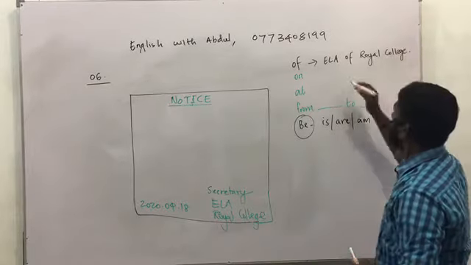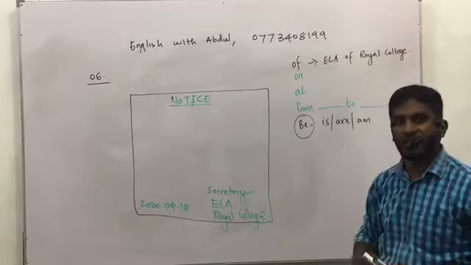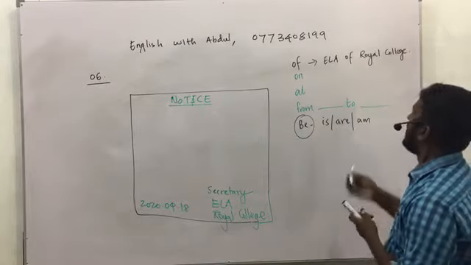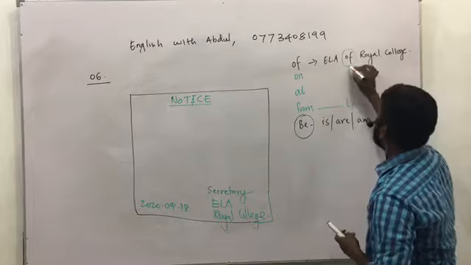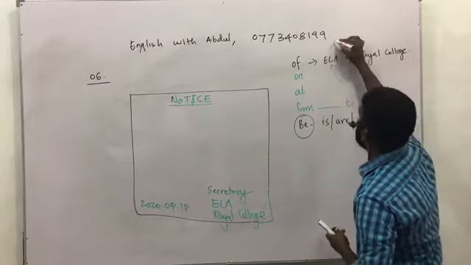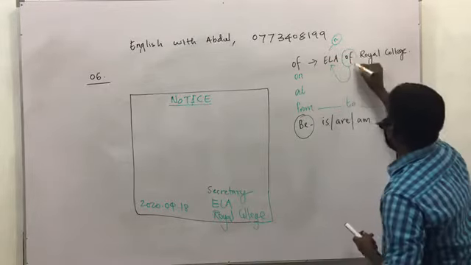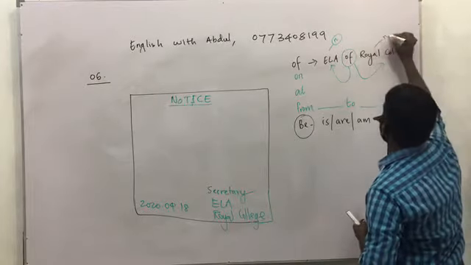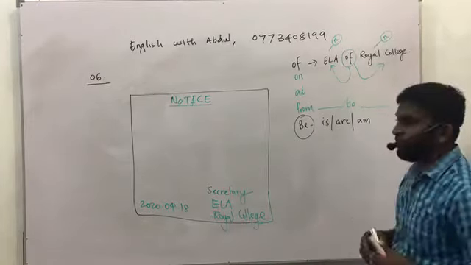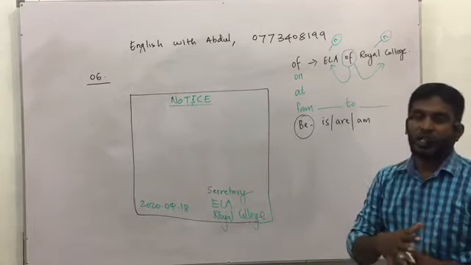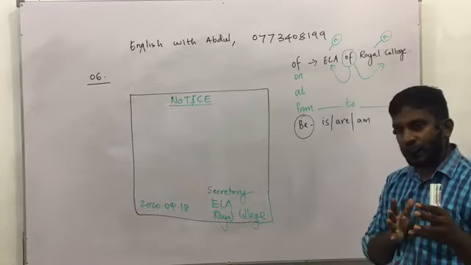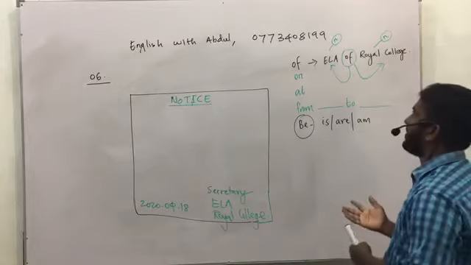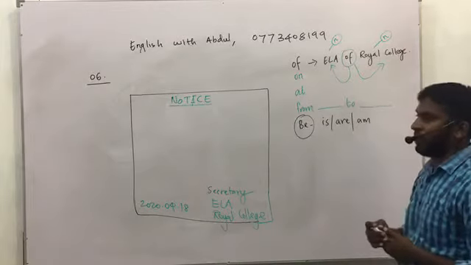You see here how I have used this "of." This is a preposition. You see here, this is "of." So you see, English Literary Association is also a noun, and after this "of," you see here Royal College, it is also a noun. So "of" is a unique preposition which carries nouns before and after it.